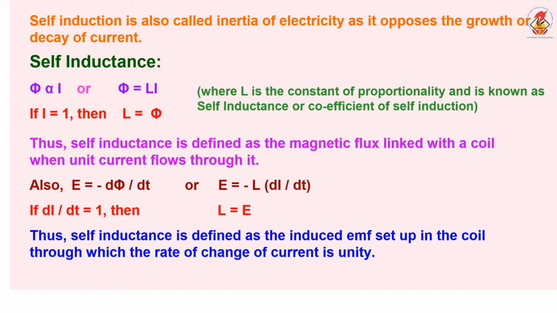Now if I is equal to 1, you can write L is equal to phi. So from this we can define self-inductance as the magnetic flux linked with the coil when a unit current flows through it. This definition is made from this equation. If I is equal to 1, L is equal to phi. So self-inductance is the flux linked with the coil when a unit current flows through it.